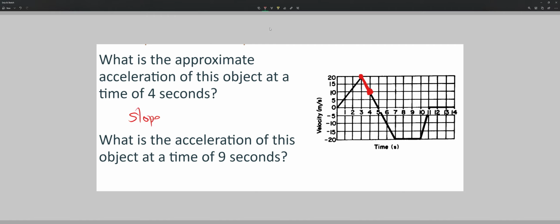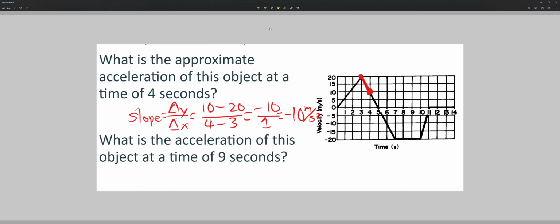So my slope, again, is delta y over delta x, y2 minus y1. I'm going to skip that part. So my second y here at 4 seconds is 10. My first y, which is at 3 seconds, is 20. My second x is 4, I'm at 4 seconds, and my first x is at 3. So it's negative 10 over 1, which is negative 10 meters per second squared. And this would be my acceleration.